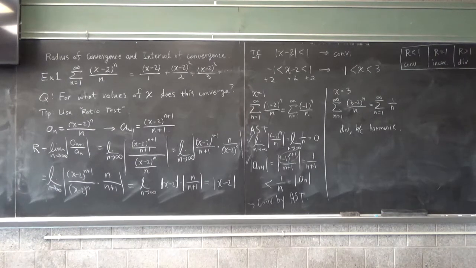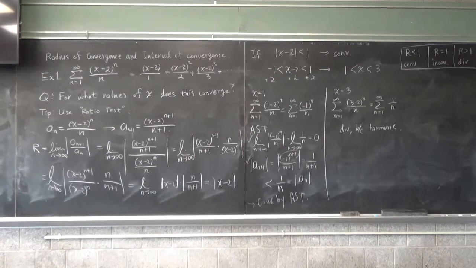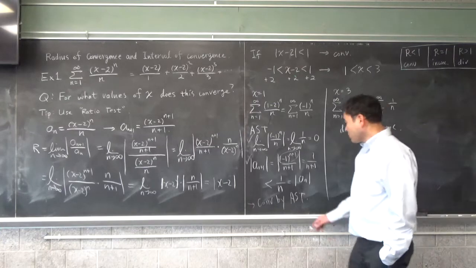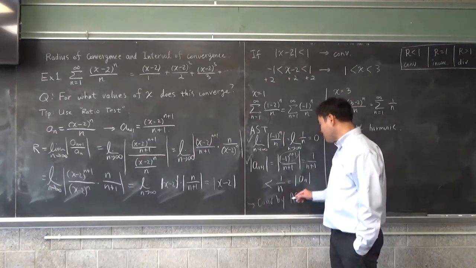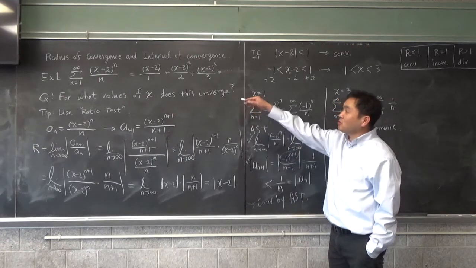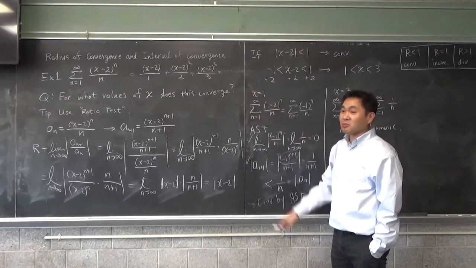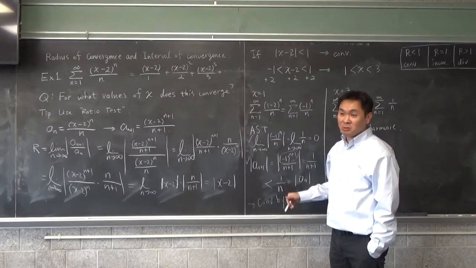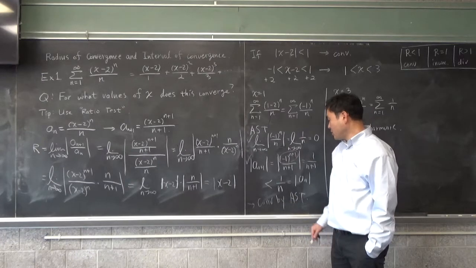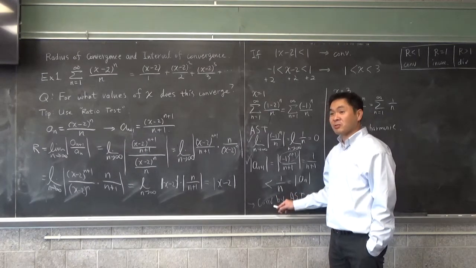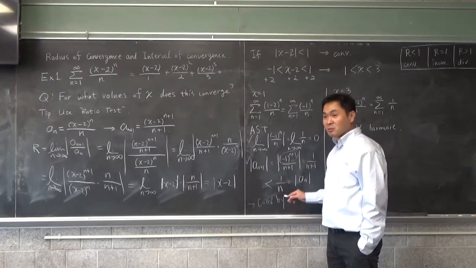Yes? Do you say that this converges conditionally? Oh, that's a very good question. So I just said converges by AST because when we're trying to answer interval of convergence or radius of convergence, we don't really care if it converges conditionally or not. So I just wrote converges by AST, but it would be even better if you write down converges conditionally by AST. Okay.